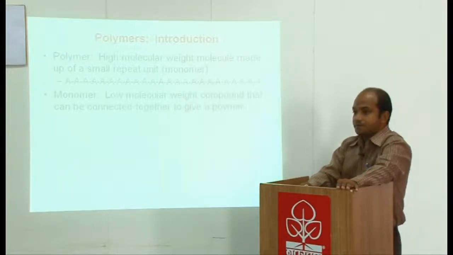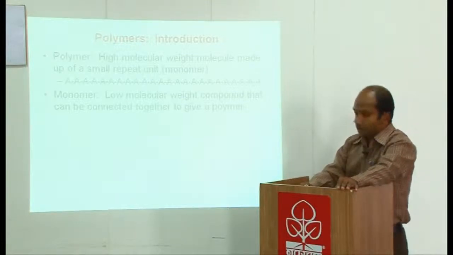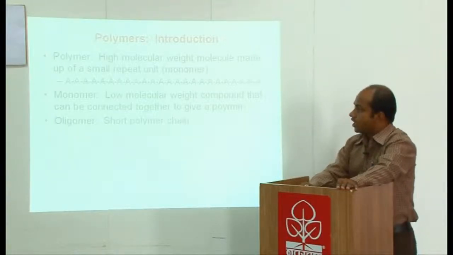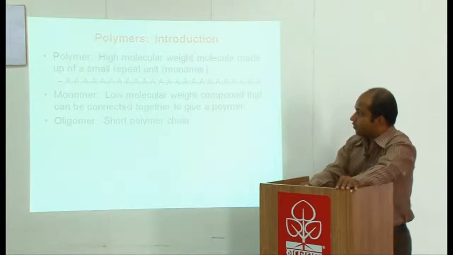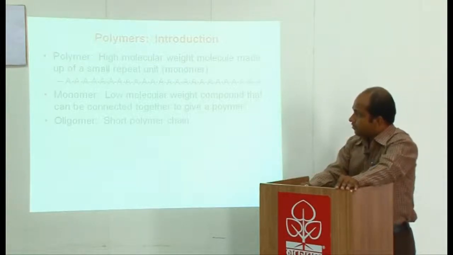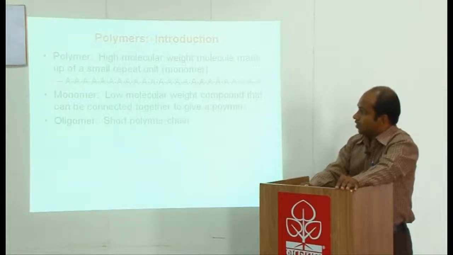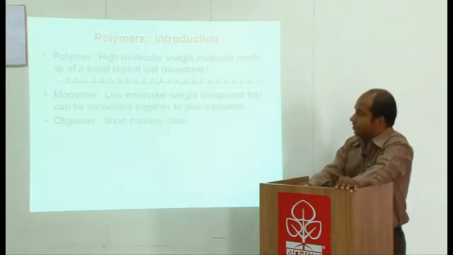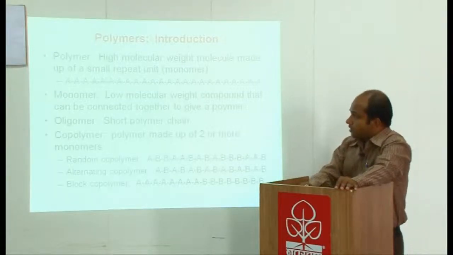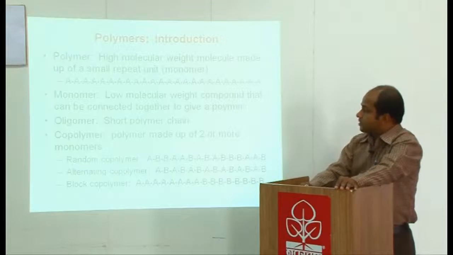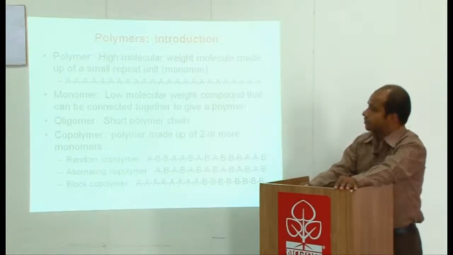So what are monomers as such? A monomer is a low molecular weight compound that can be connected via a covalent bond to result in a polymer. If you have very few monomers connected via covalent bonds, you have a low molecular weight polymer. This type of polymer is known as an oligomer because the polymer chain is shorter in this case. Polymers can be made up of the same type of monomers or of different types of monomers.